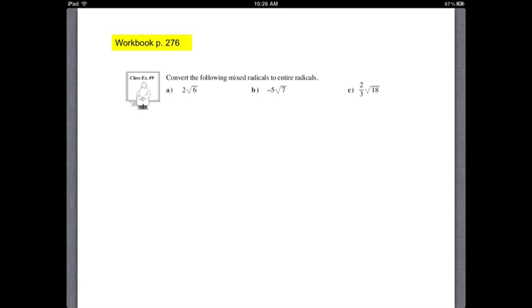For this example, what we're going to do is turn the mixed radicals into entire radicals. So far, all we've been doing is turning entire radicals to mixed ones, so it's good to know how to do it the other way around. Let's take a look at A.